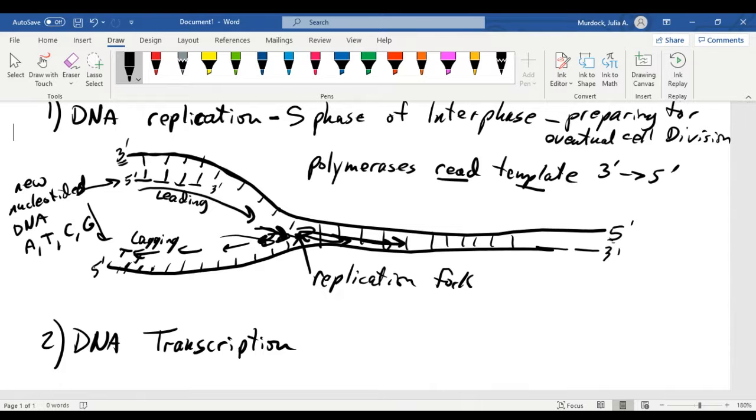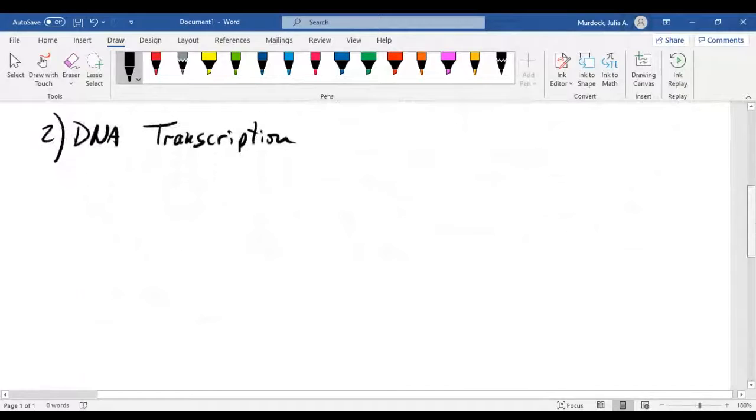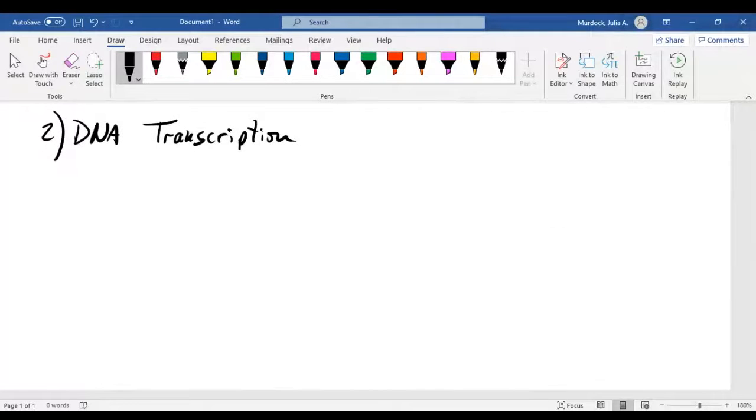Good question. Okay, so now we're doing transcription, which remember is the first step of protein synthesis. So this is a totally different circumstance. This is the first part of protein synthesis, right?